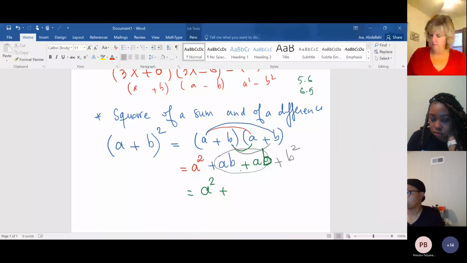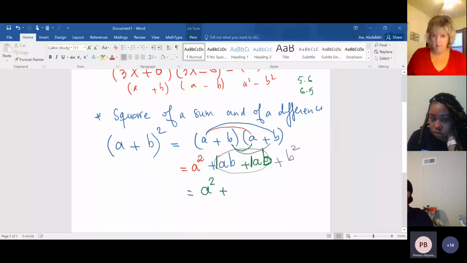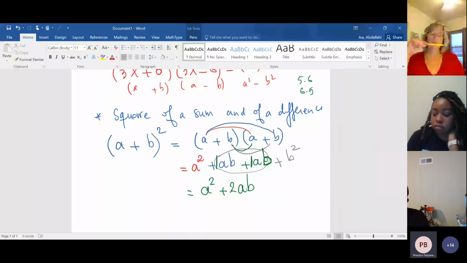When we add like terms, since they are like terms, we just add the numbers up front. It's going to be 1 plus 1 is 2. 2 what? 2AB. That's it. Remember last time we said adding numbers does not change the power. Do you remember that? Last week, we said yeah.